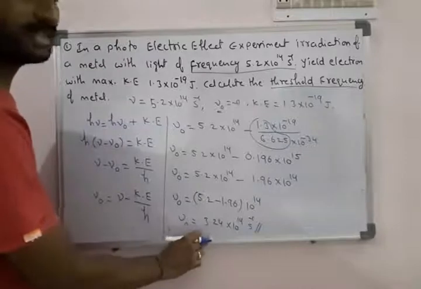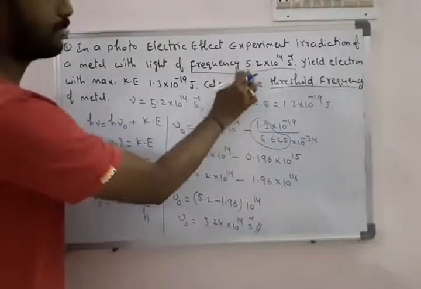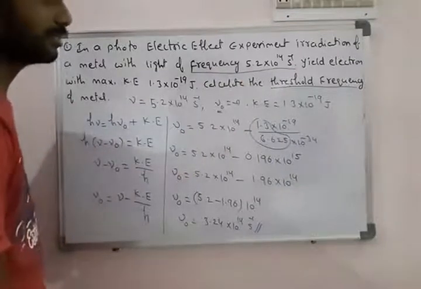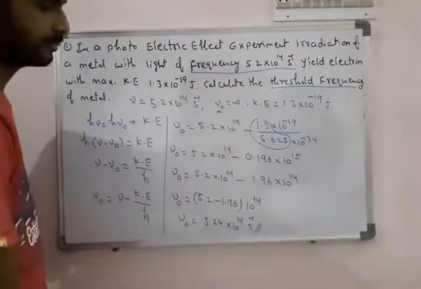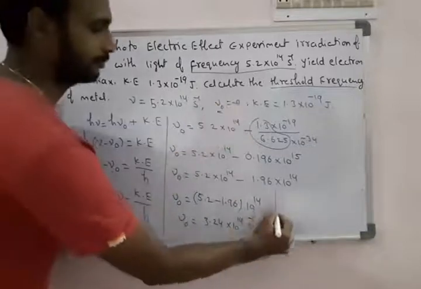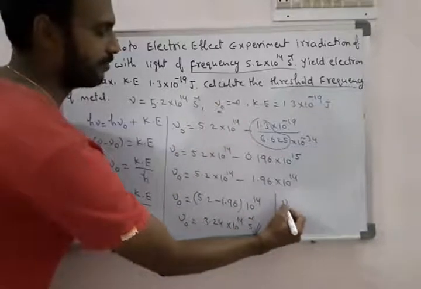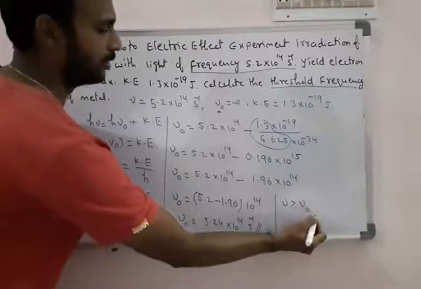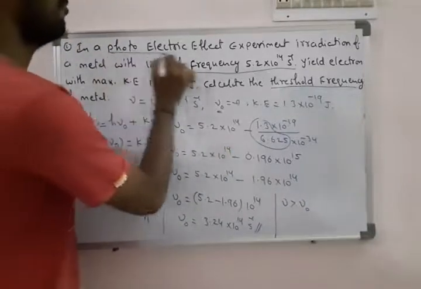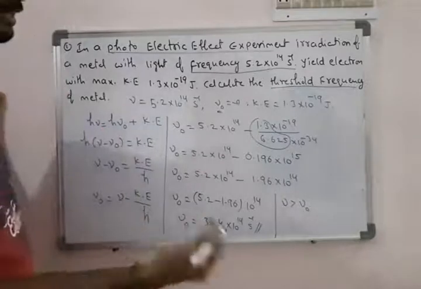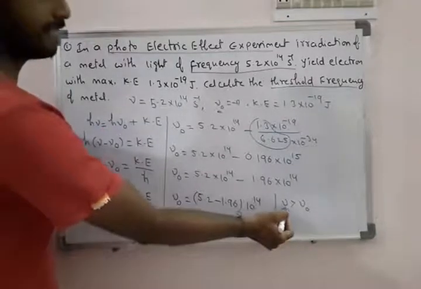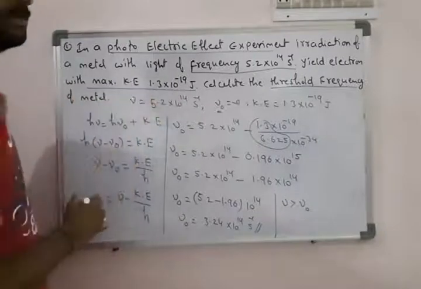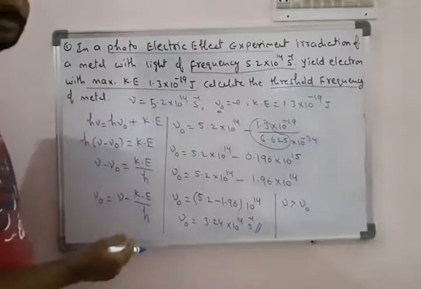Already, which frequency is used here in this experiment? 5.2 × 10^14 second inverse frequency of light is used. Means here the frequency of light which is used is greater than nu naught. That's why there is a possibility of the photoelectric effect. And the extra frequency energy is used for the kinetic energy of the electrons. Okay, take it.